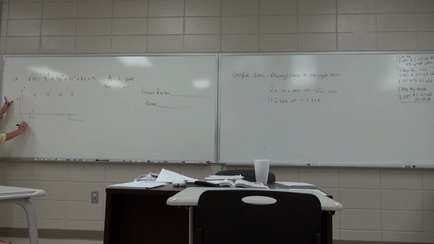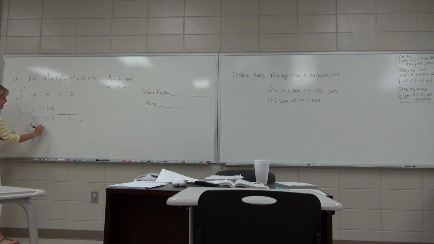Now let's multiply. We've got to say i times 4 plus i. Using distributive property, I get 4i plus i squared. And what's i squared equal to? Negative 1. So that's actually negative 1 plus 4i. Now we can add: 4 minus 1 is 3, so that gives me 3 plus 4i.